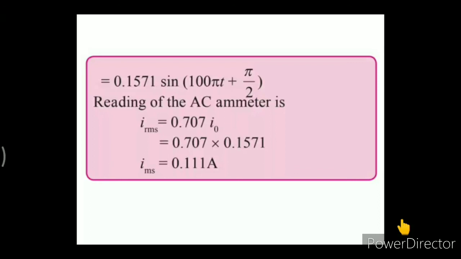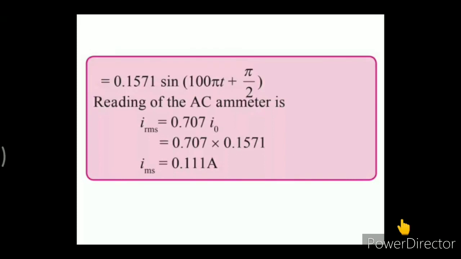So here we can write our final answer: the equation for the instantaneous current through the circuit is I is equal to 0.1571 sine 100 pi t plus pi by 2, and the reading of the AC ammeter connected in the circuit is 0.111 ampere.